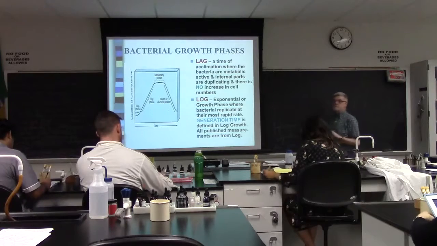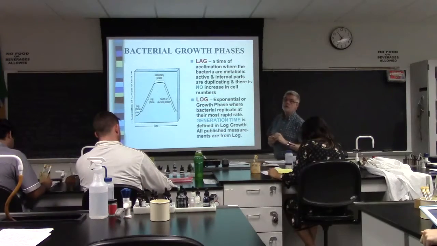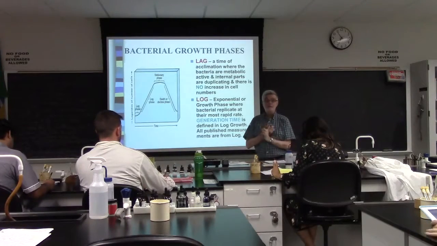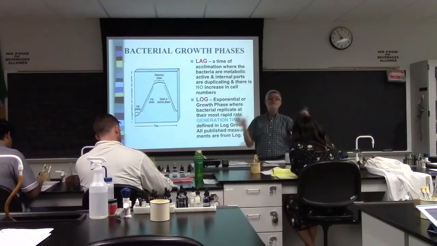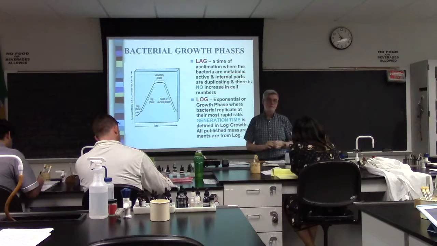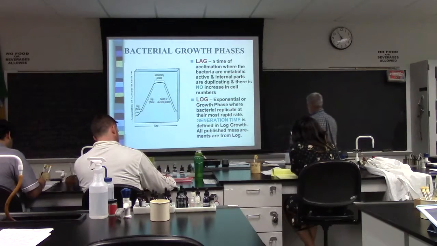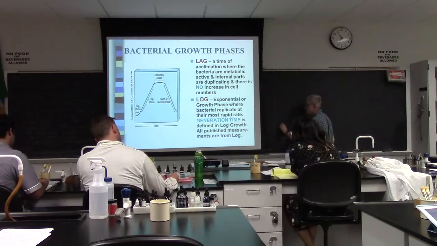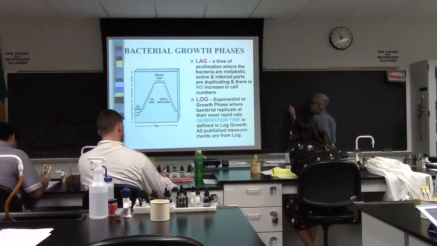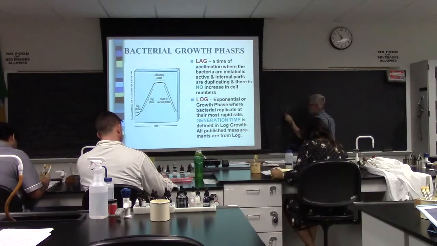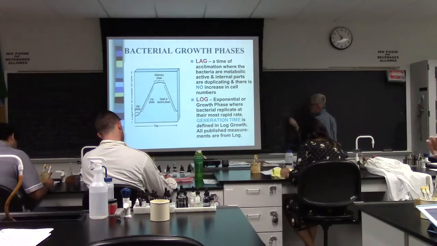So remember, lag phase is a lot like prophase. Nothing appears to be happening, but internal parts are duplicating, and the cell is becoming adjusted to these optimum conditions. And then the cell's metabolic rate moves to its maximum efficiency, and the generation time becomes the shortest. And this is called log or exponential growth phase of the growth curve.